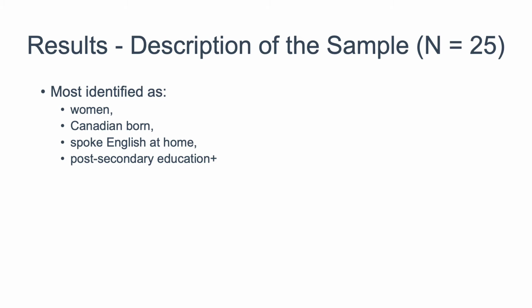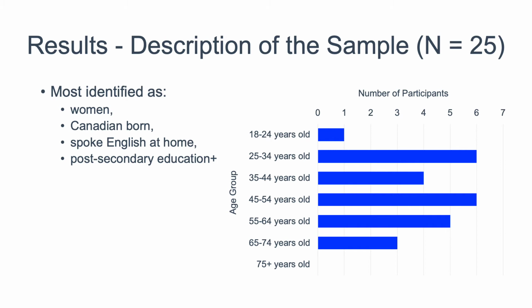Most of the sample identified as women who were Canadian-born, spoke English at home, and had at least a post-secondary certificate or degree. As shown in the figure, participants were fairly evenly distributed amongst the age categories, with the exceptions of the highest and lowest categories.